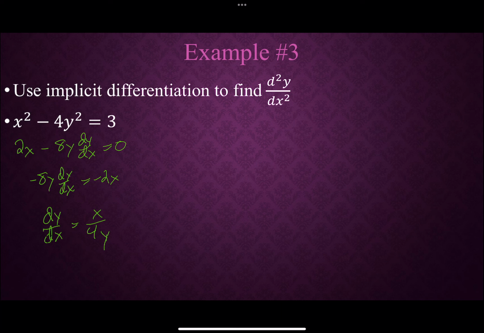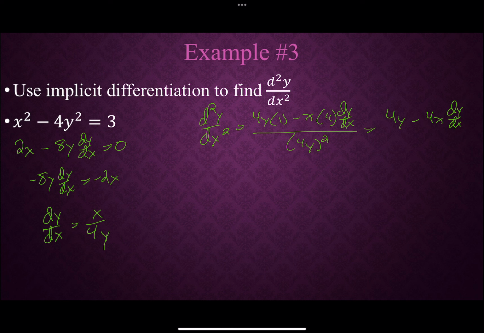We have to make sure dy/dx is isolated to be able to find the second derivative of it. Because now, dy/dx becomes d squared y/dx squared, and now it's a quotient rule. What's our low d high, minus our high d low, all over low low. So we get 4y minus 4x dy/dx over 16y squared. Now, we're not done there.